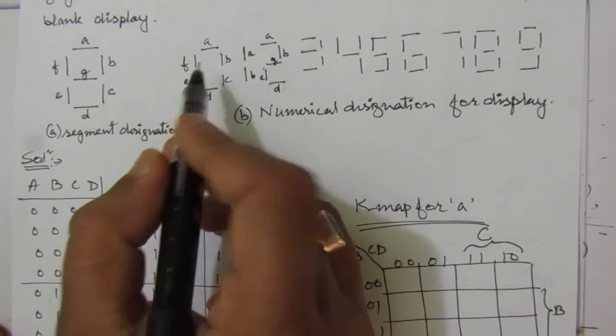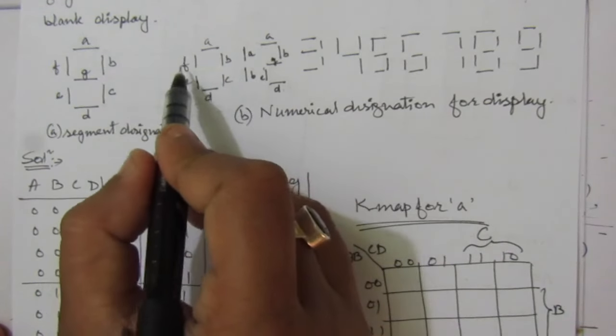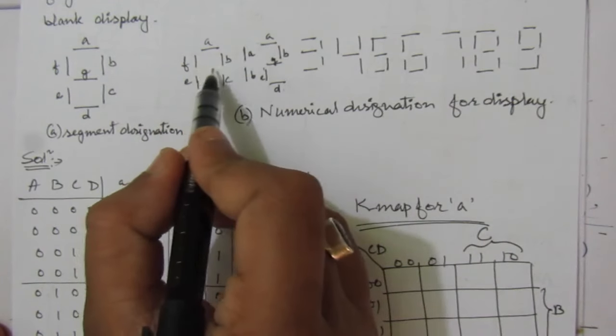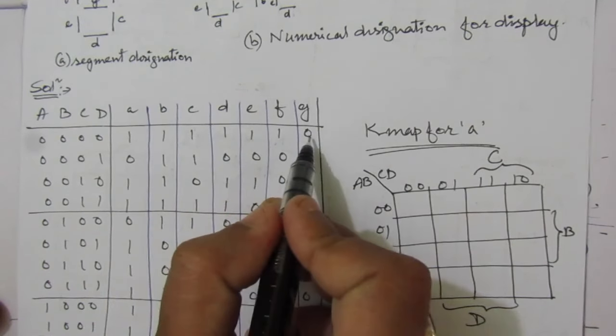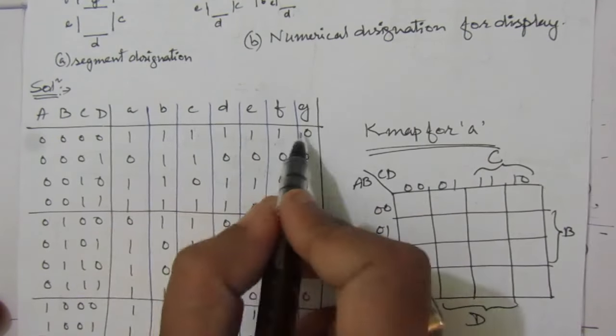So we have already seen that for the case of 0, A, B, C, D, E and F are 1 and Z is off. That means it is 0. So here we have to put 1, 1, 1, 1, 1, 1 and 0. That means the Z value will be 0, other values will be 1.